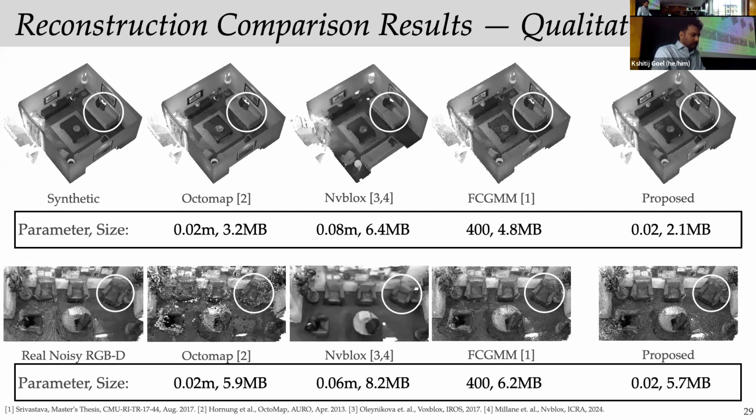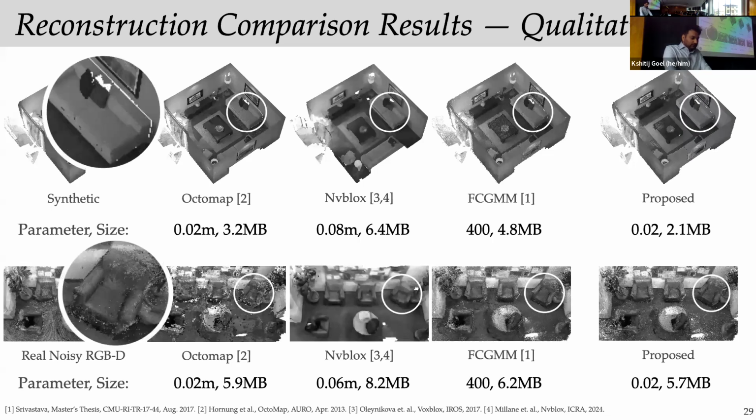These parameters include minimum leaf size for Octomap, voxel size for NV blocks, number of Gaussian components for the FCGMM approach, and the bandwidth parameter for the proposed approach. Let us zoom in to part of these environments to understand the differences in reconstruction. These two images on the left are the ground truth values.